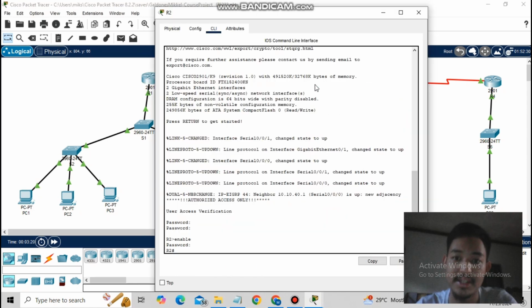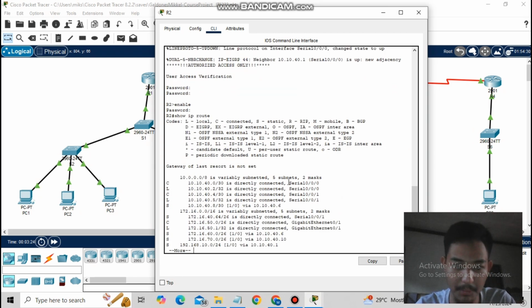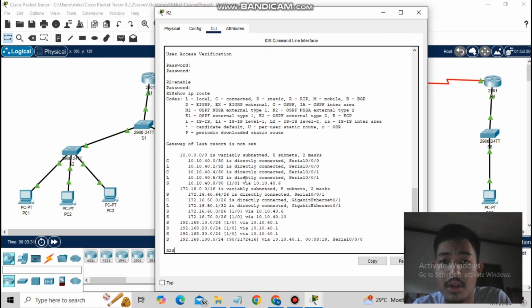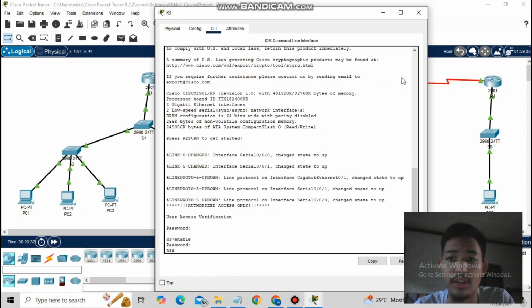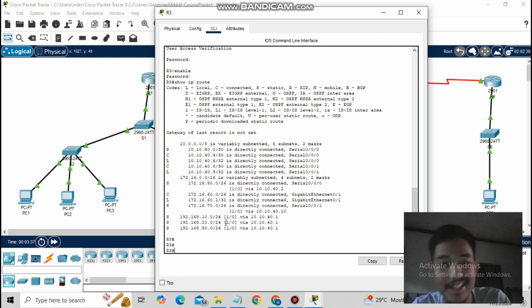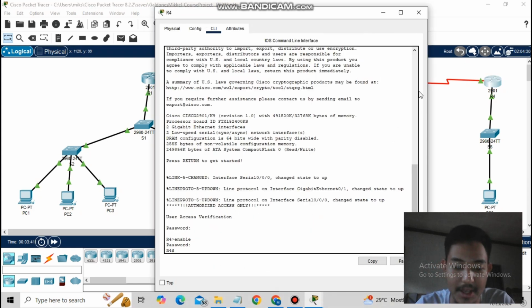And that's also the same with R2. In order to be able to ping the PCs or access the PCs that are connected to router 1, I had a lot of static routes to configure into our router, and same with router 3. So you can see all of these routes are marked by the letter S. These are all static routes, and same with our router 4.